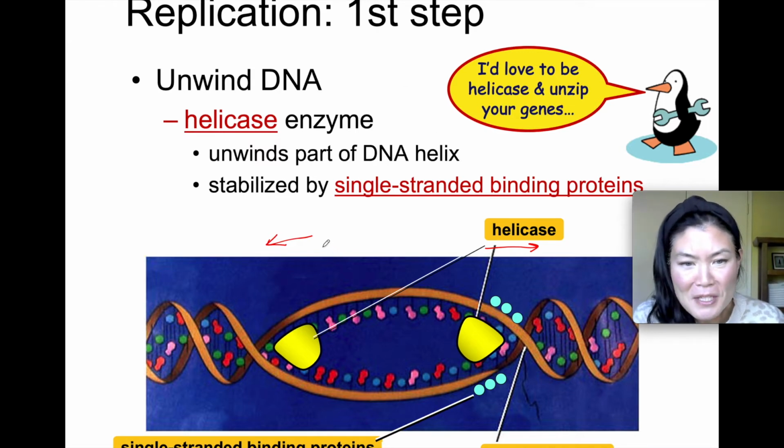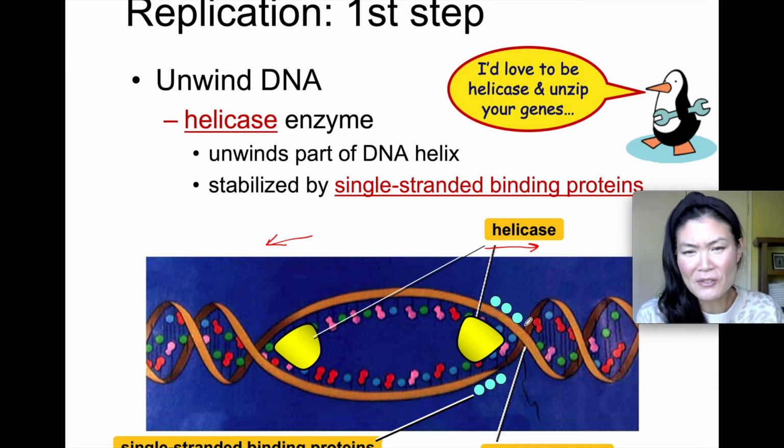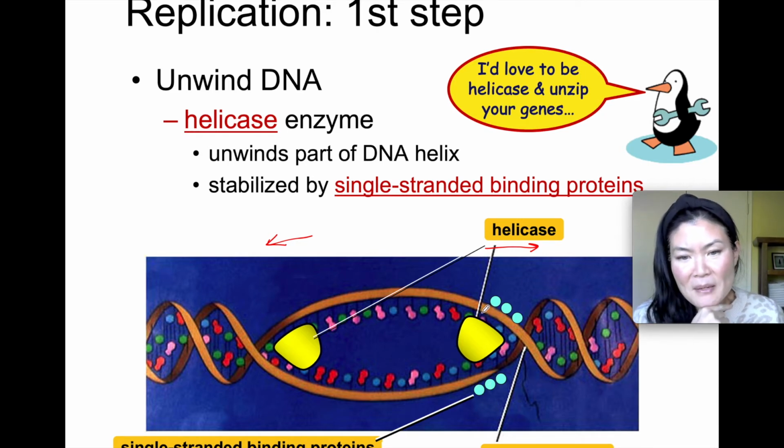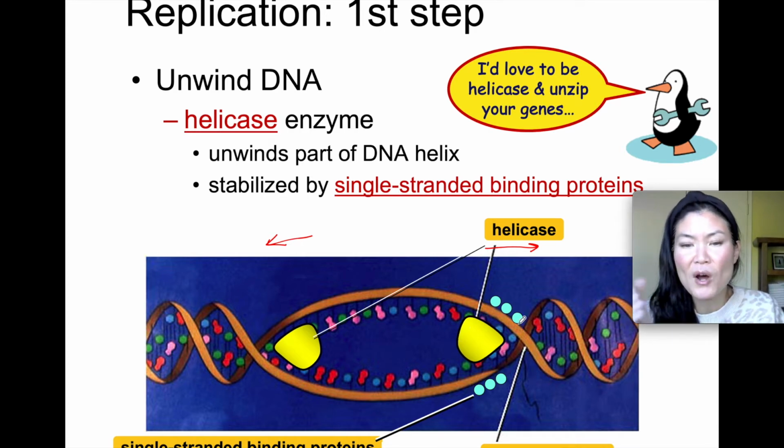Before I move on to the next slide, I did want to mention these proteins. They're not that important for tests and quizzes, but they are important in DNA replication because they play a very important role. They're single-stranded binding proteins, these little turquoise guys. They basically hold the DNA strands stable as helicase unzips or unwinds the DNA strands.